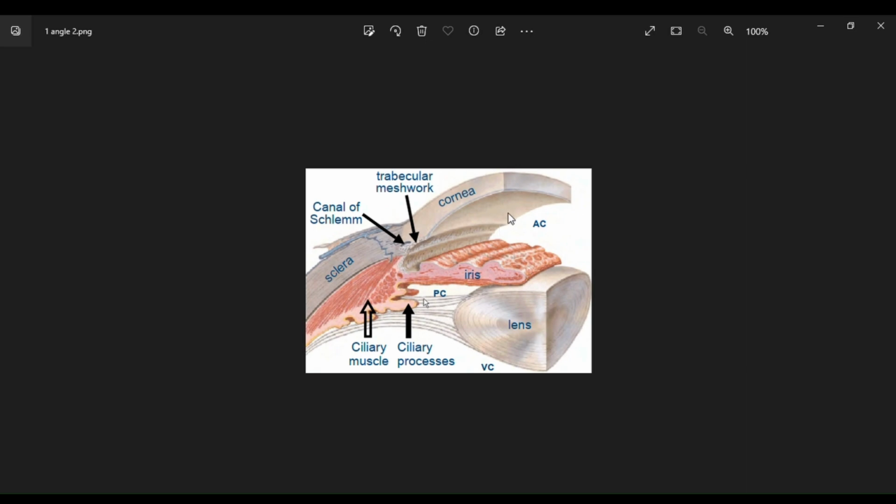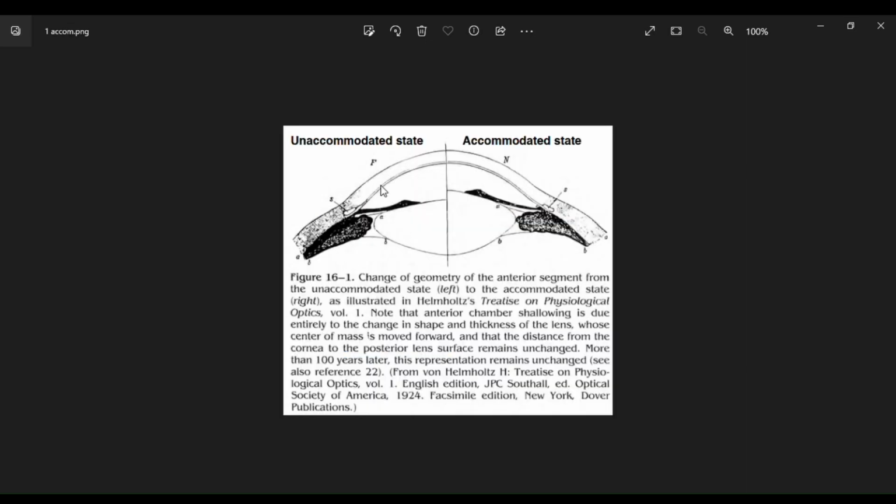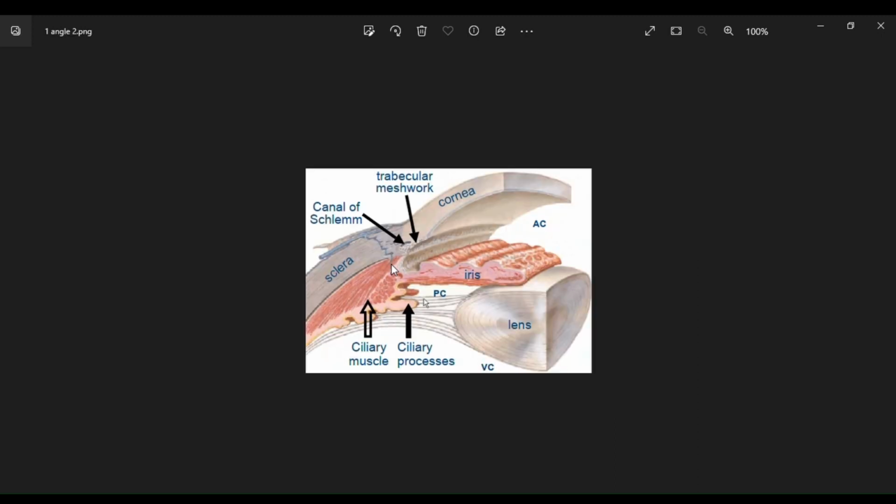If we look right here, where the cornea, the iris, the ciliary body and the lens interface, we can see this is the iris, with a pupil margin there. The lens, you see these little zonules or fibers connecting to this muscle tissue here, the ciliary muscle. This is the angle of the eye, the trabecular meshwork, canal of Schlemm.